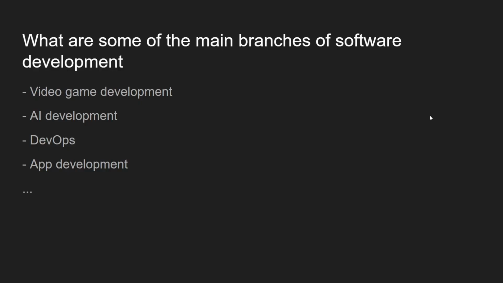Okay, so what are some of the main branches of software development? You can become a video game developer, you can become an AI developer, you can become a DevOps. DevOps basically are the people who build the structure that is needed for other code to run. So it's the structural software that is needed to run other software. You can become an app developer, you can become a web developer like I am, but there's a lot of branches, okay?